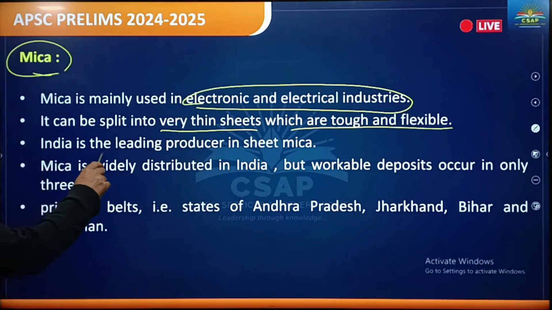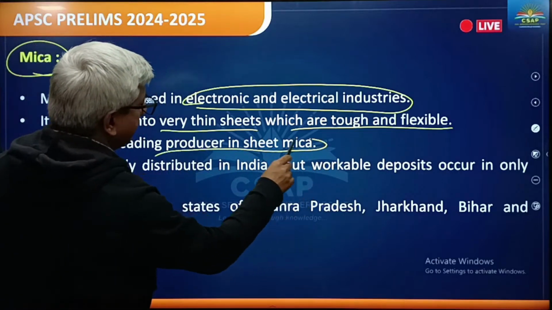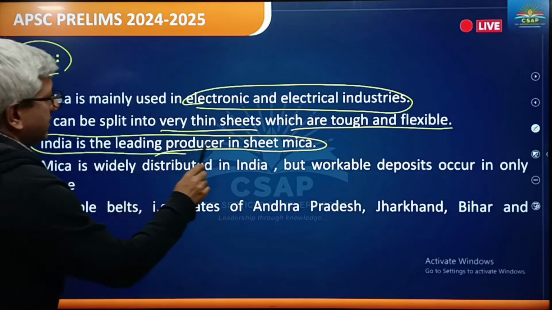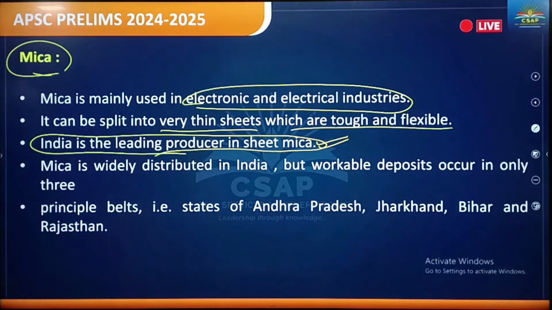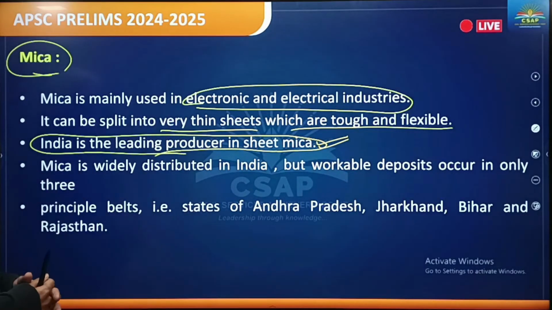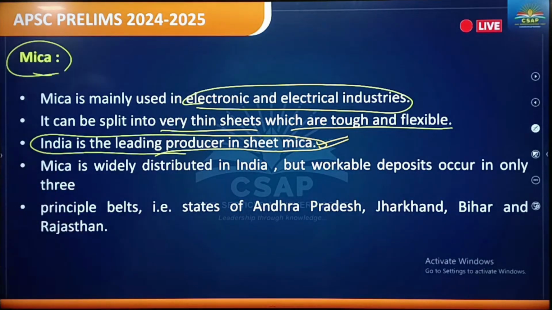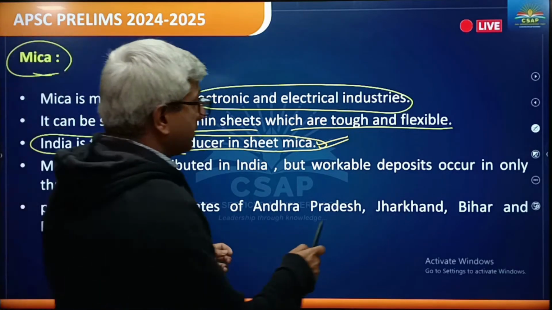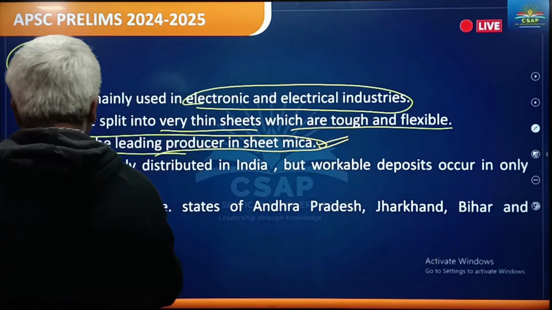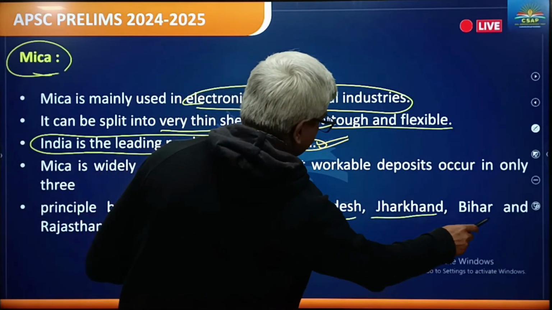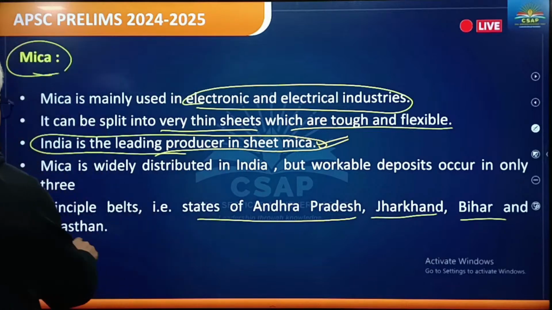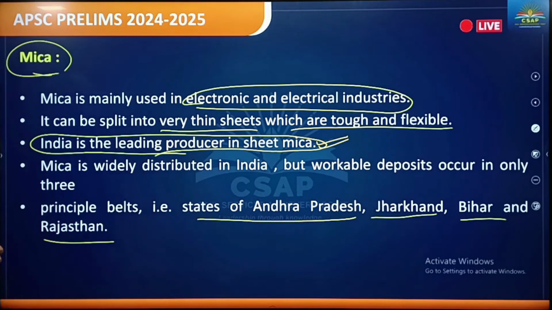India is the leading producer of sheet mica. So we have a lot of mica resources. A good amount of mica that we have, and this is a positive sign for India as a whole. It is widely distributed in India, but workable deposits occur only in three principal belts, that is states of Andhra Pradesh, Jharkhand, Bihar, and Rajasthan. Fine.